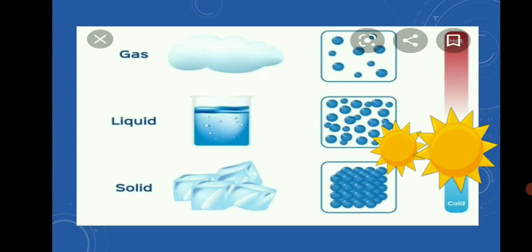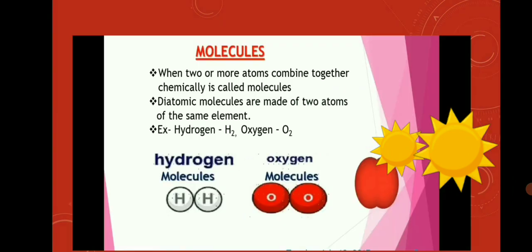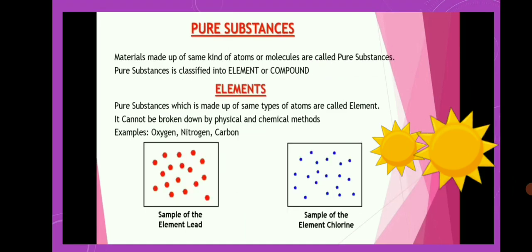As we know, matter exists in three states: solid, liquid and gas. All matter is made up of small particles called atoms. The atoms combine to form molecules. The materials which are made up of the same kind of particles, that is the same atoms or molecules, are called pure substances.